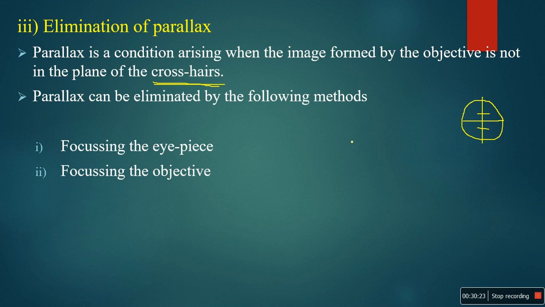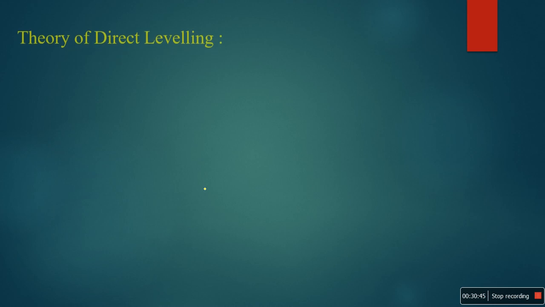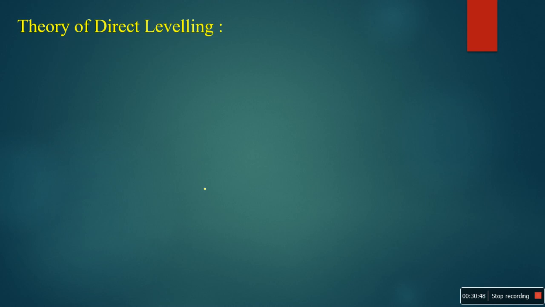After completing these two focusings, of the eyepiece as well as the objective glass, our crosshairs will be clearly visible in the telescope, and similarly our object will be clearly visible in the telescope. Then stop this process. These are the three temporary adjustments of a leveling instrument. Then we can continue with collecting the field data, that is, levels or elevations with respect to points.